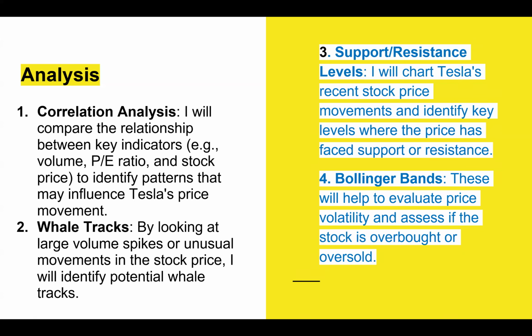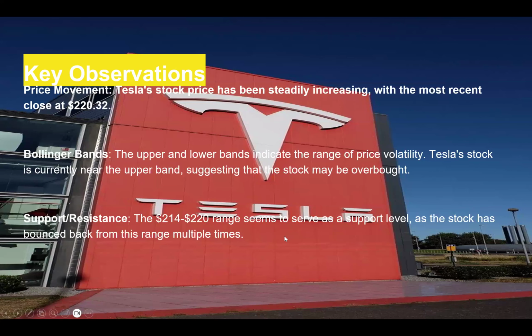The whale trackers, by looking at large volume spikes in the usual movement in the stock price, I will identify potential whale trackers. You have support and resistance levels, and I will chart Tesla's recent stock price movement and identify key levels where the prices have faced support or resistance. I'll also address Bollinger bands. These will help evaluate prices, volatility, and assess if the stock is overbought or oversold.